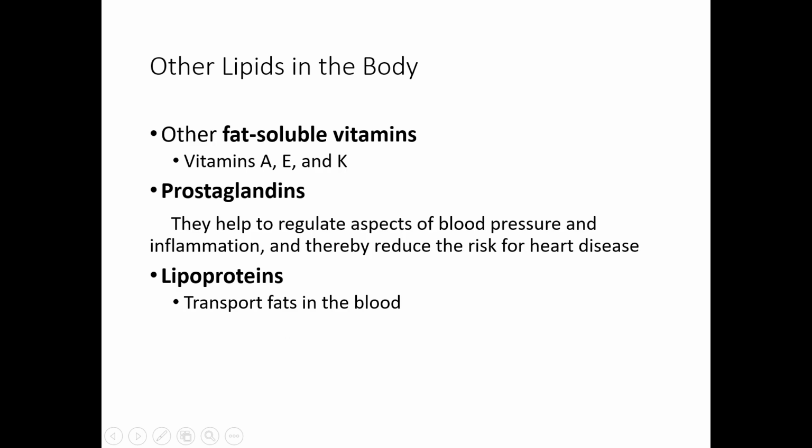There are also other lipids in the body. Those would be fat-soluble vitamins like A, E, and K. Those would be some of the chemicals like prostaglandins and lipoproteins, and I just mentioned them to let you know that there are other lipids in the body. What you need to know is 3 groups of lipids: triglycerides, phospholipids, and steroids.